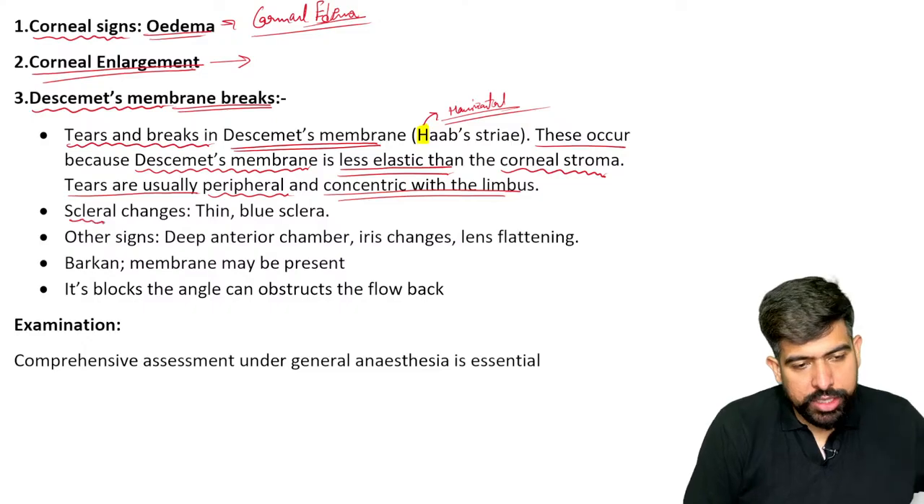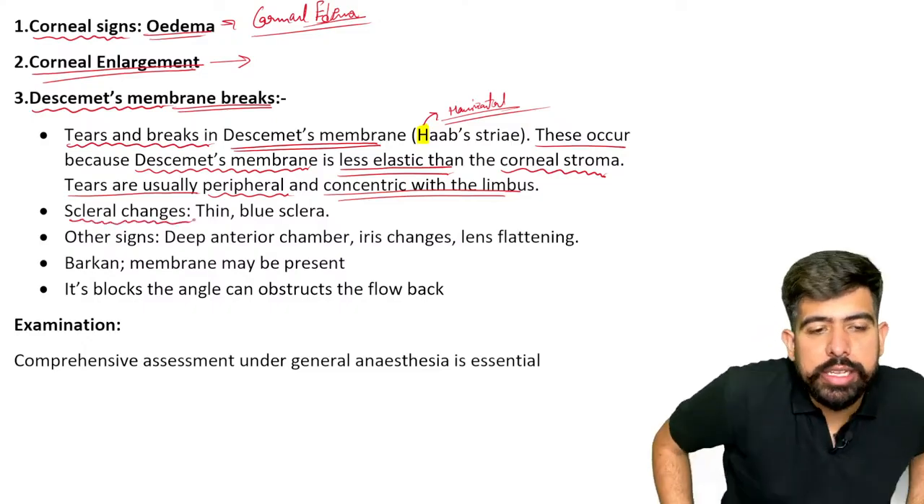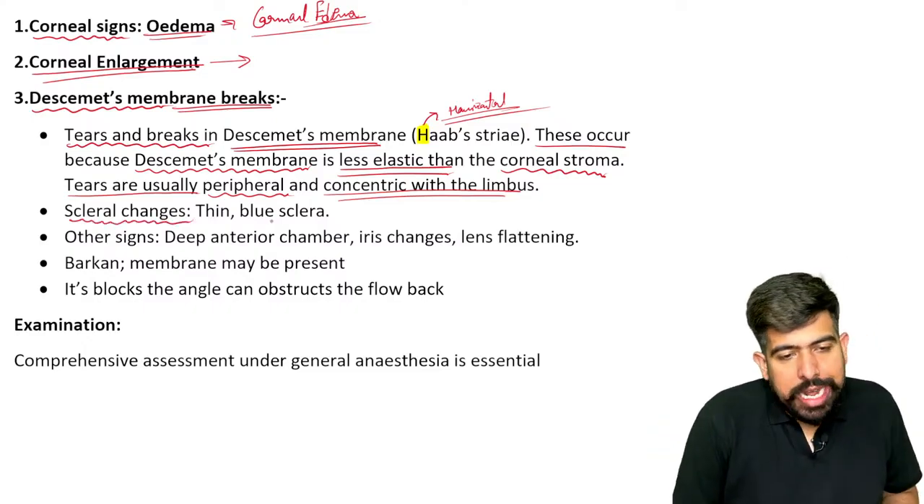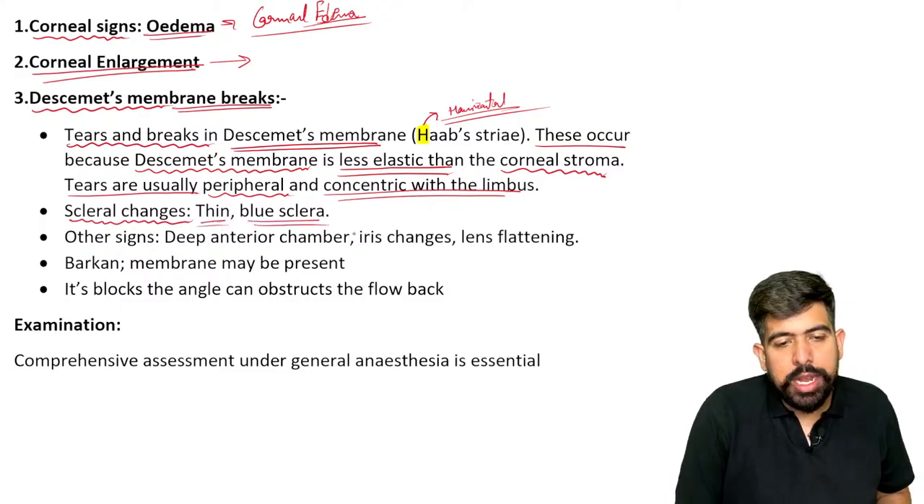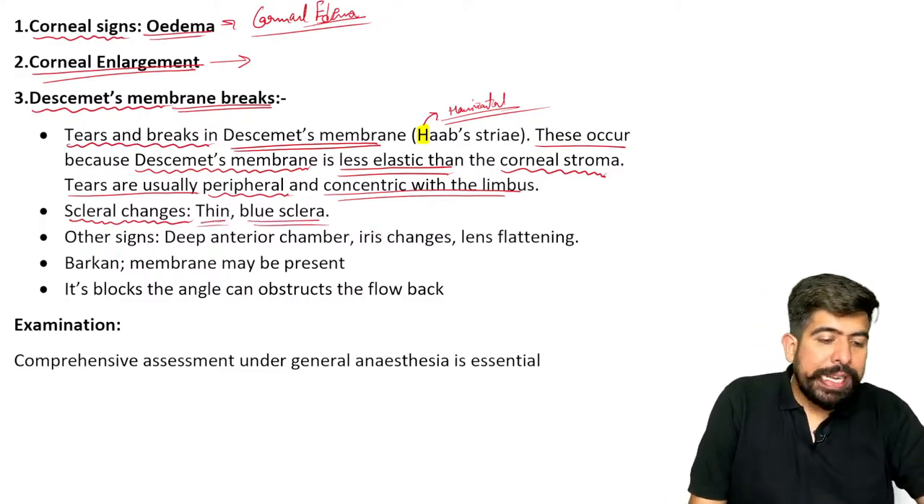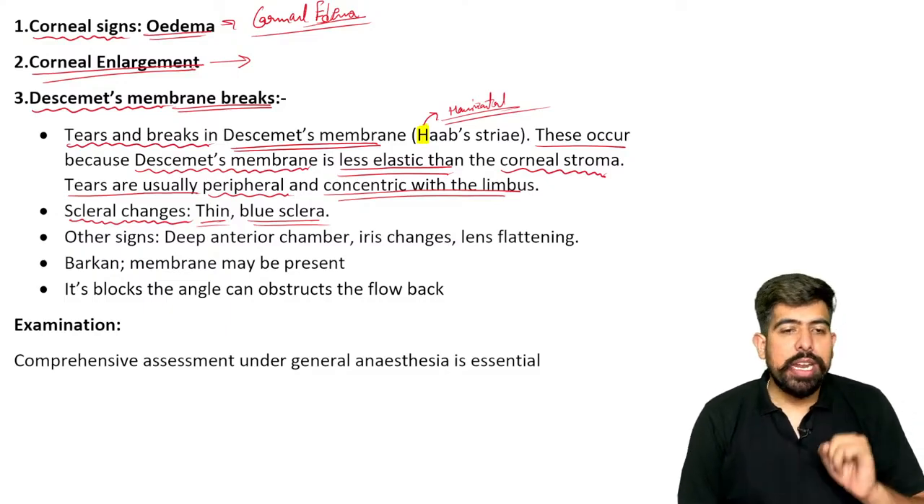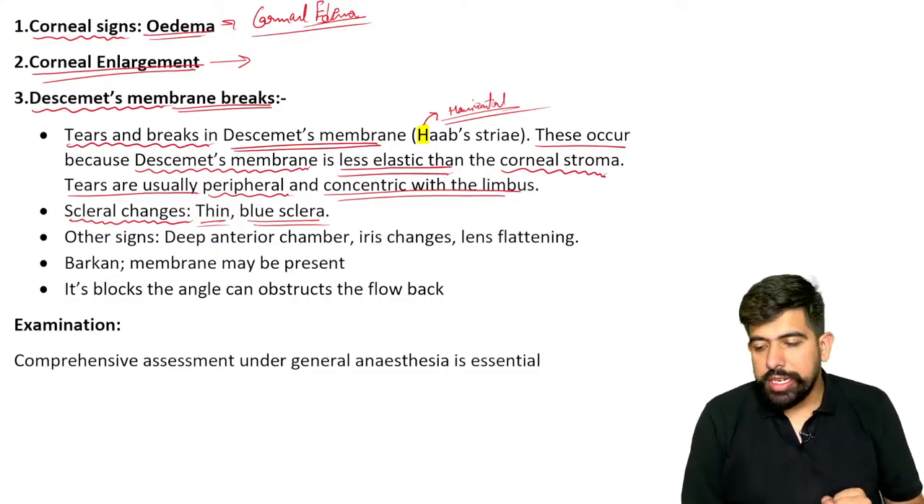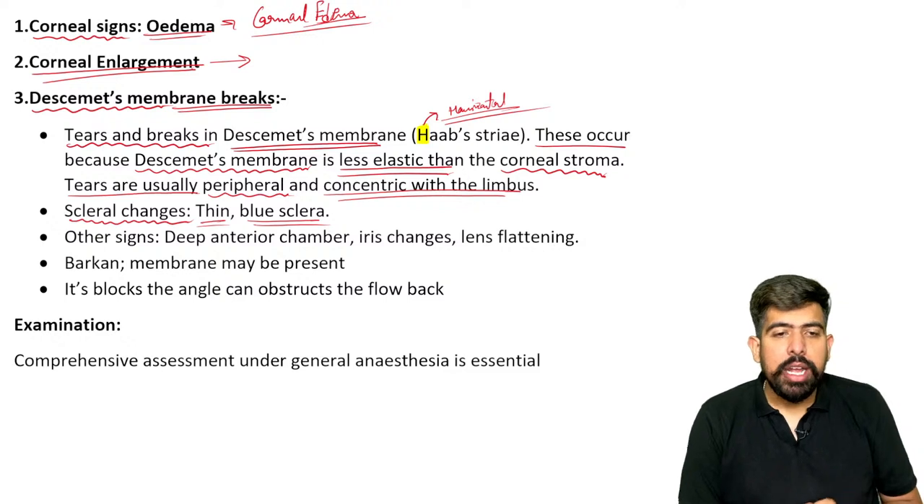Now, scleral changes. Of course, the scleral changes will also be seen in this. What kind of scleral changes? The sclera will be getting thin and blue. I hope you remember from your pediatrics knowledge that the blue sclera is also seen in osteogenesis imperfecta, right? There is a blue sclera.